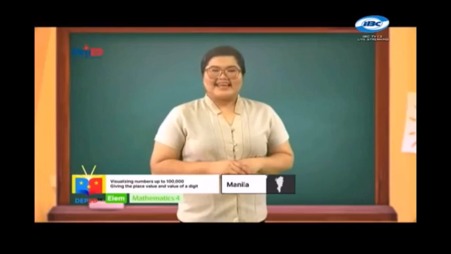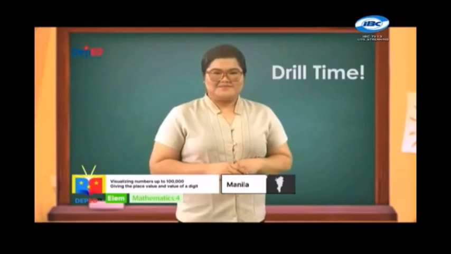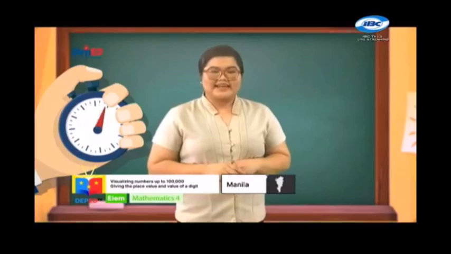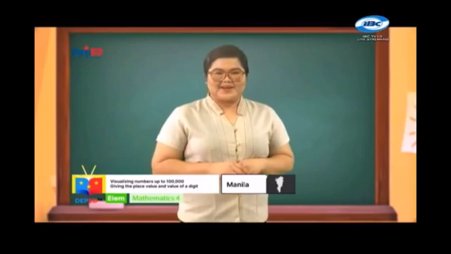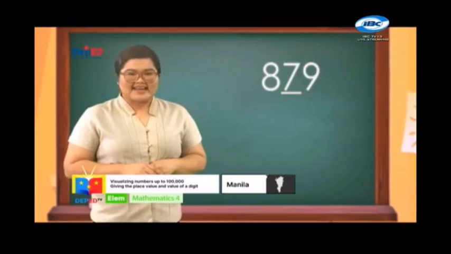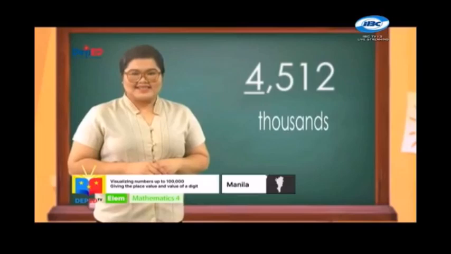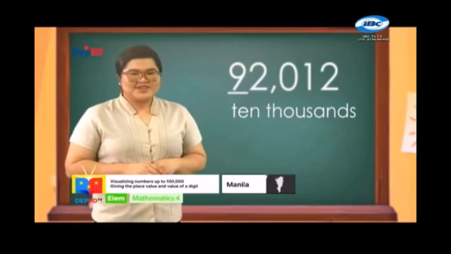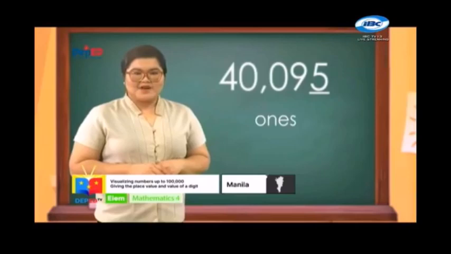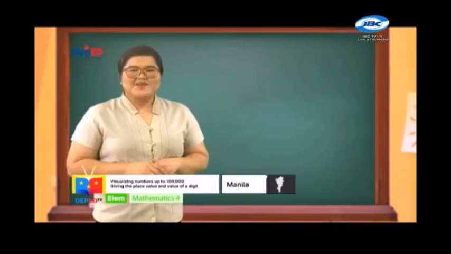Get ready with your pen and paper because it's drill time! I have your numbers and in 3 seconds, I want you to identify the place value of the underlined digit. Ready? Number 1. What's your answer? Correct! Tens. Number 2. Good! Thousands. Number 3. Ten thousands. Good job! Number 4. Right! Ones. Last number. Hundreds! Great job!